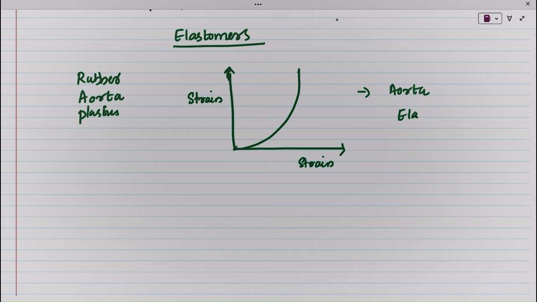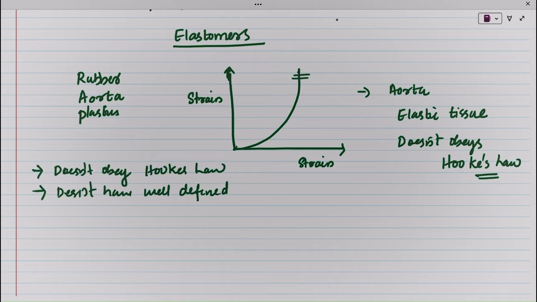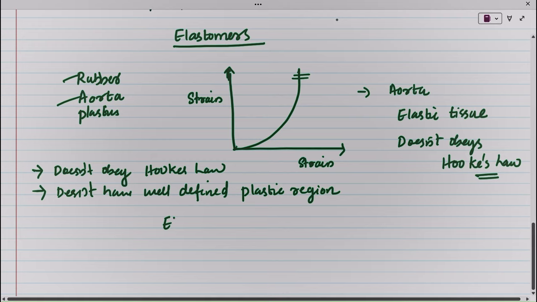The aorta is an elastic tissue that is carrying blood from the heart. We can say that it doesn't obey Hooke's law. Then there is no well-defined plastic region. Examples are rubber, aorta, etc. These can be stretched to a certain length. These substances are called elastomers.